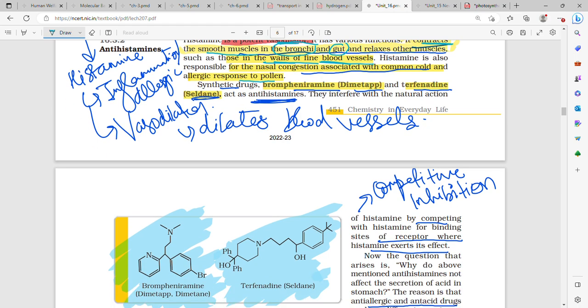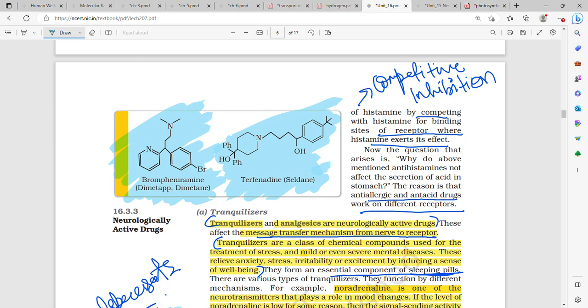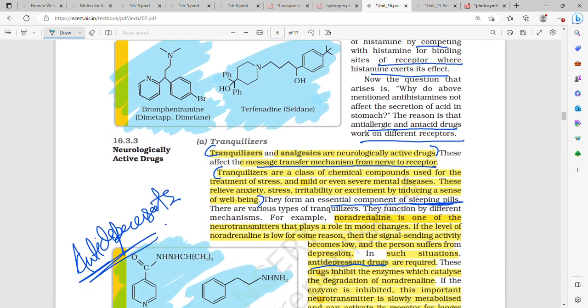Now, synthetic drugs, that is bromopheniramine, which is also called Dimetapp, and terfenadine, which is called Seldane. Seldane and Dimetapp were both synthetic antihistamines. Which were the synthetic antihistamines? Bromopheniramine, which is called Dimetapp, and Seldane, which is terfenadine. They interfere with the natural action of histamine, that is, they show competitive inhibition, that is, they compete with histamine to bind with the sites of the receptor where histamine exerts its effect.